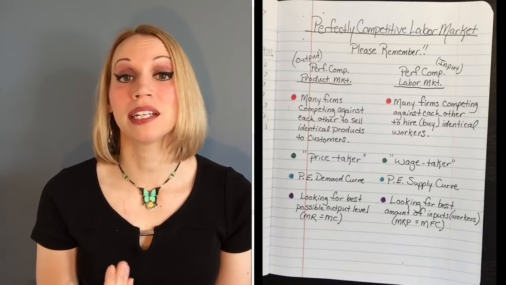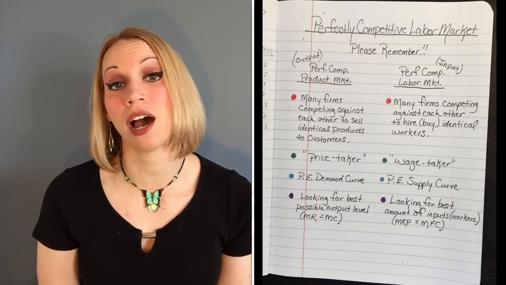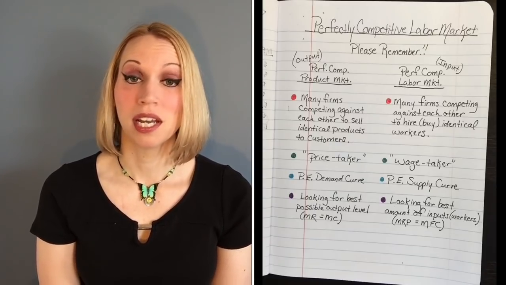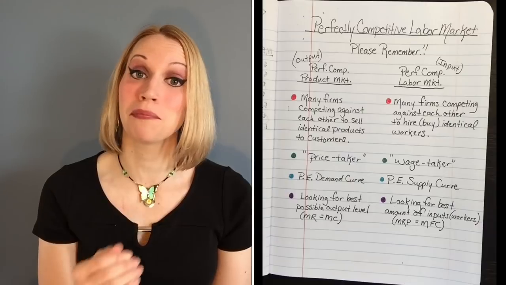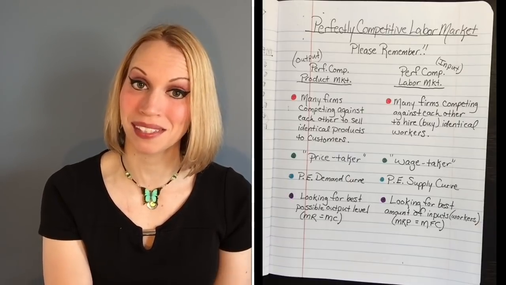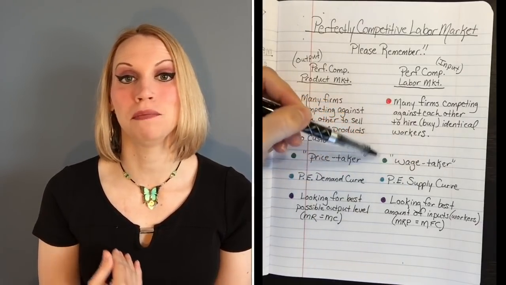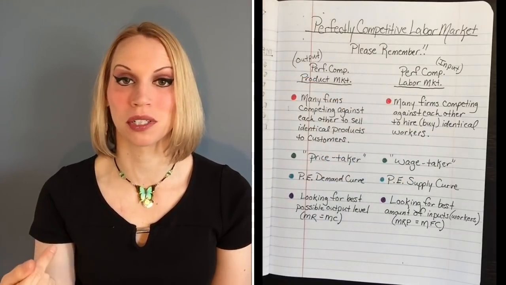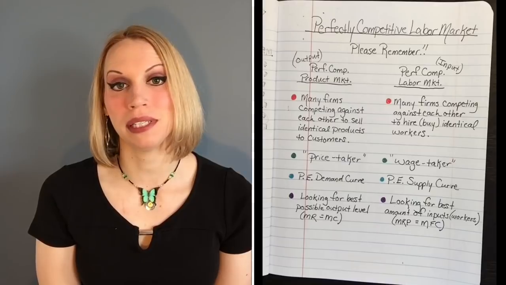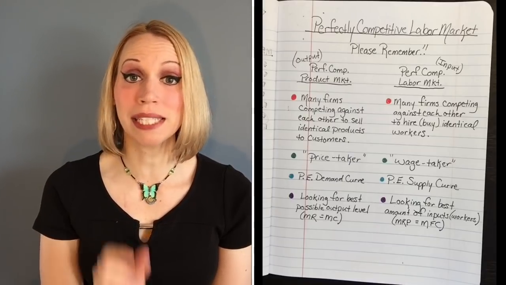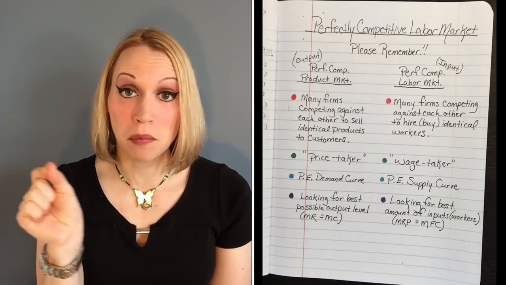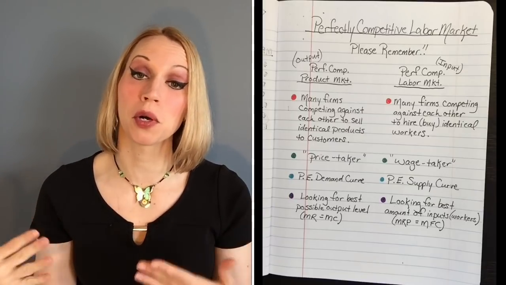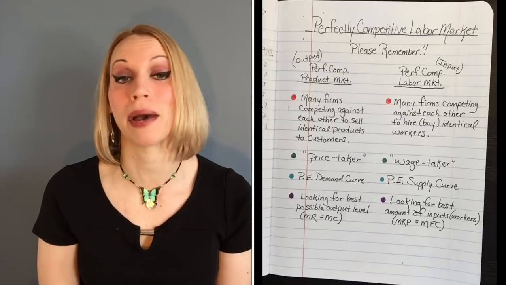Well, if I'm trying to hire some workers and the wage I offer is too low, they're not going to come to me to work. And so instead of being a price taker to sell my stuff, I now have to be a wage taker so that I can hire some workers. What this basically means, guys, is that as long as I pay an equilibrium wage, then I am going to be able to hire as many workers as I want to have at my company.